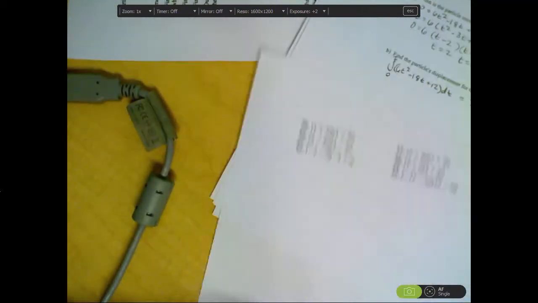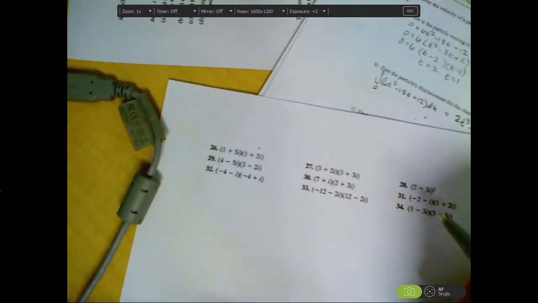Next section, we're FOILing now. Man, this was bad when I looked at your homeworks. You guys have to pay attention to this.